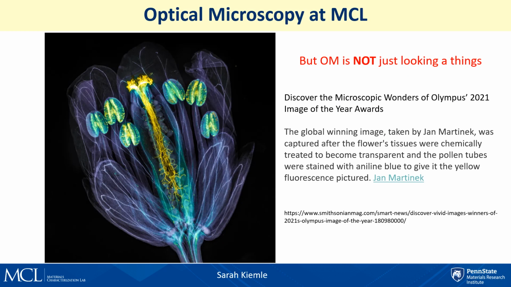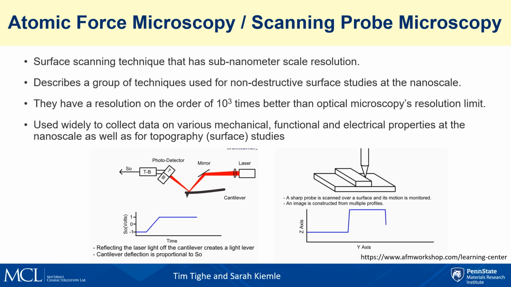But optical microscopy is not just looking at things. This is an image of a flower, and they use different stains and labels just to identify different components. You can use lectins or fluorescent labels to highlight different regions, and that can help you enhance the contrast while using optical microscopy.